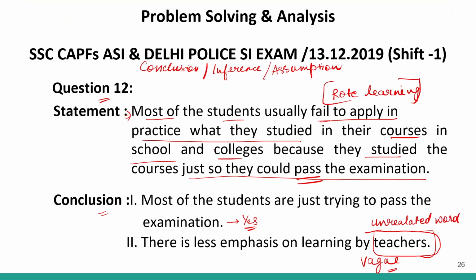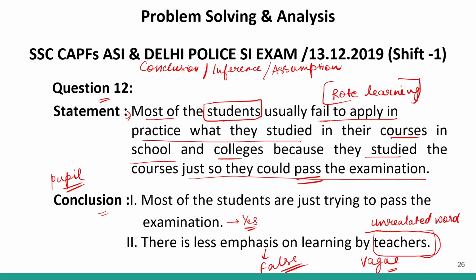Okay, so let's say in the statement we had the word student and in the conclusion we had the word pupil. It would have been correct because these words are related. But teacher is a totally unrelated word. Nothing about teacher is mentioned in the statement. So this is clearly wrong. So this conclusion is false.